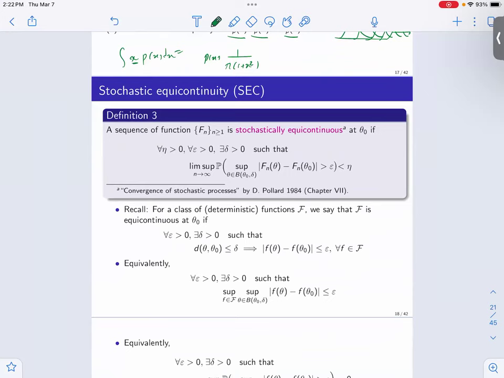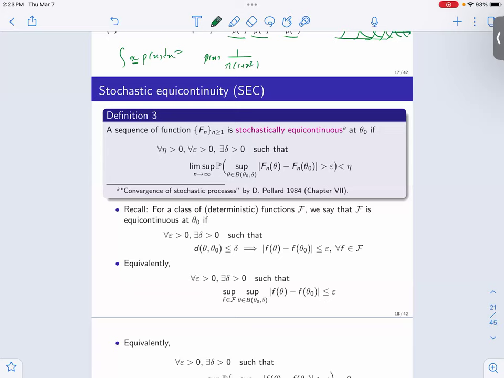Okay, so there's another notion which I'm going to skip because it's harder to digest and we're not going to use it much. It's called stochastic equicontinuity. It's like the stochastic version of a sequence of equicontinuous functions, which is probably something that you haven't seen. Most people have seen continuity and maybe uniform continuity, but equicontinuity is a little bit more exotic. It's a statement about continuity of a class of functions. So a single function would be continuous if for every epsilon, I can pick a delta such that if theta is delta close to theta naught, then the values of the function are epsilon close.